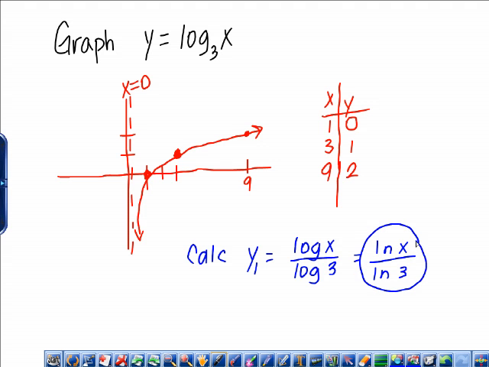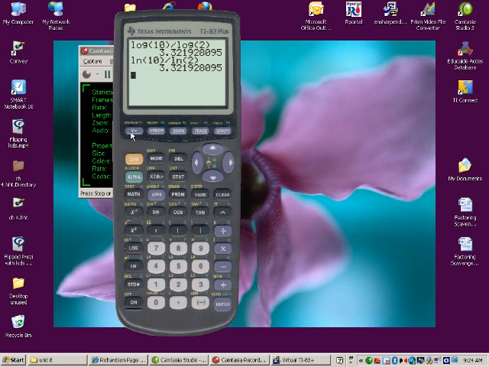I'm going to type in this one because I want you guys to get used to using natural log. So we would go into y equals, we would type in natural log of x divided by natural log of 3. And I'm just going to do a zoom 6, and you're going to see this part of the graph is very steep right here, so it looks like it actually crosses, but we know that there's a vertical asymptote. Your calculator will only go so far.